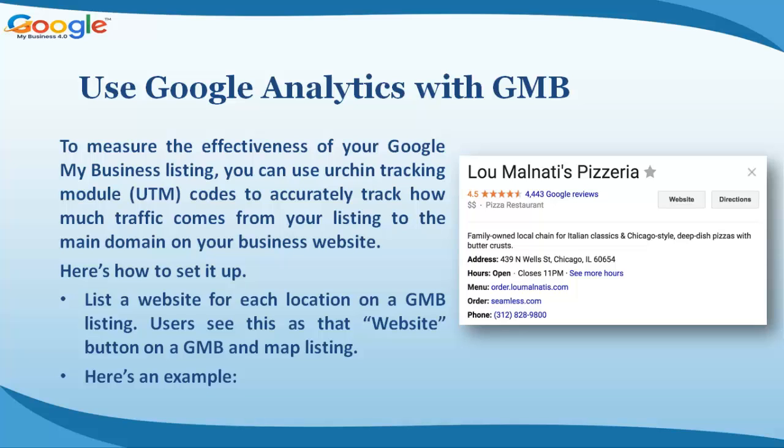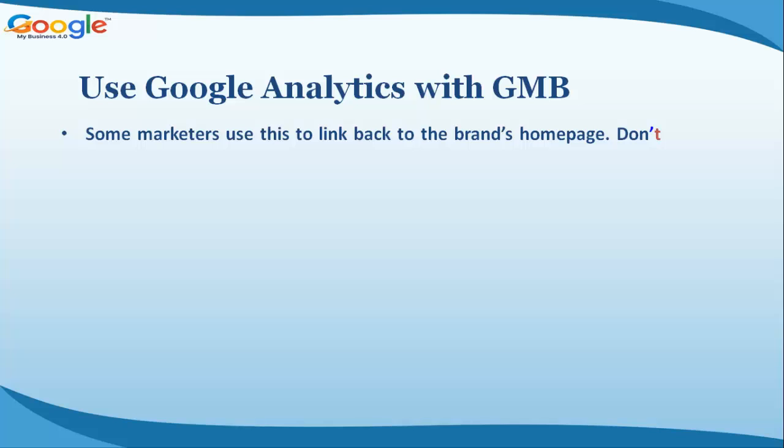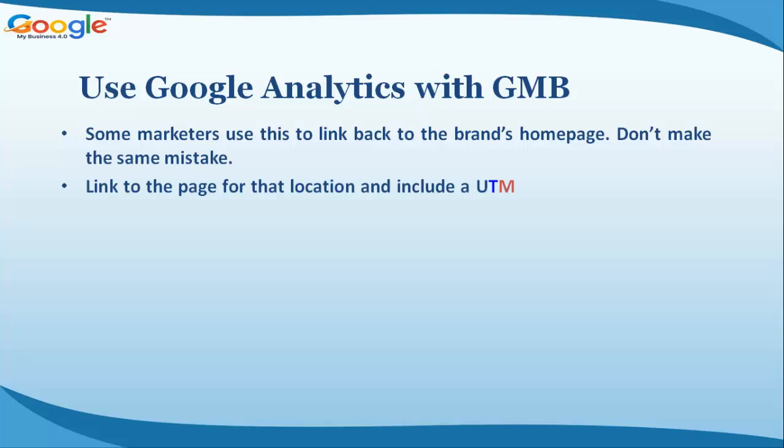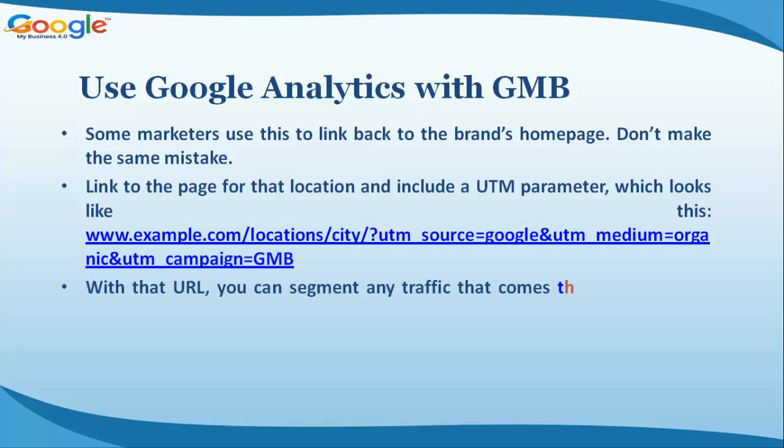List a website for each location on a GMB listing. Users see this as the Website button on a GMB and map listing. Here's an example. Some marketers use this to link back to the brand's homepage. Don't make the same mistake. Link to the page for that location and include a UTM parameter, which looks like this.